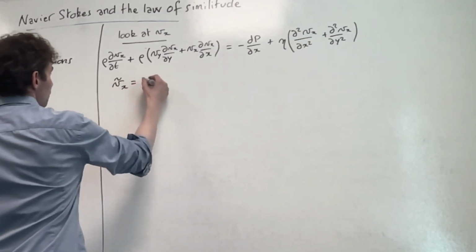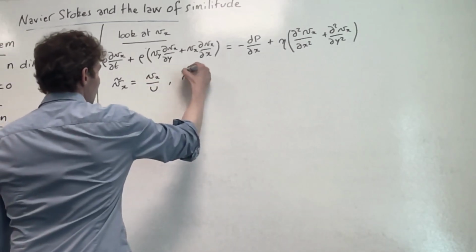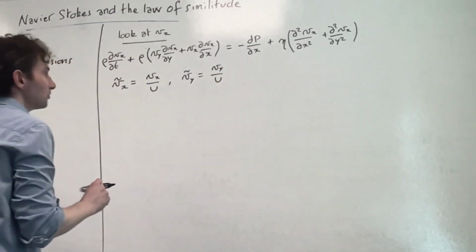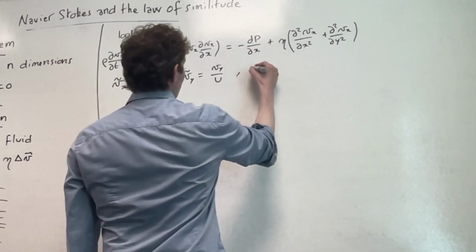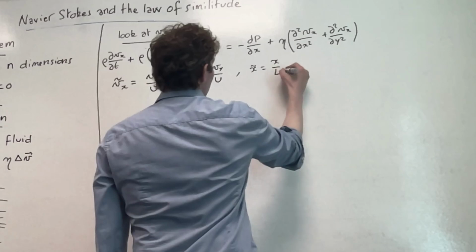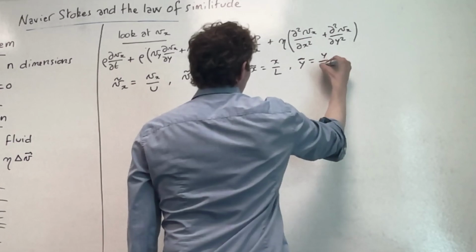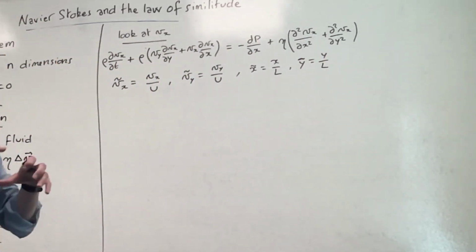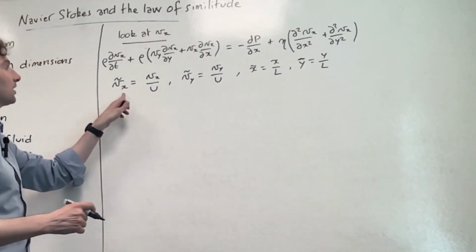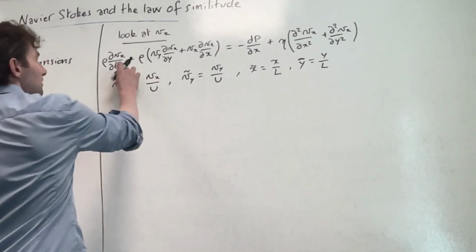Vx tilde is equal to Vx over u, Vy tilde is equal to Vy over u, and then I'm going to introduce x tilde is equal to x over L, and y tilde is equal to y over L. And what I want to see is how the equations are going to change as I do that. So again, I want to substitute all Vx by Vx tilde. If I do that, then this is what I'm going to get.